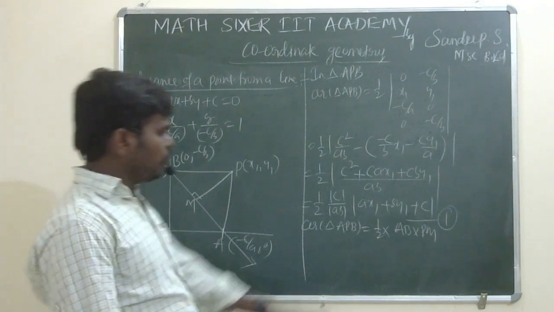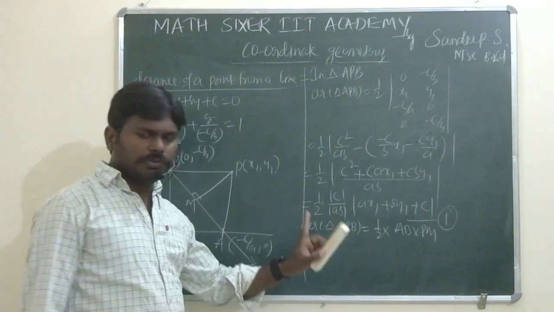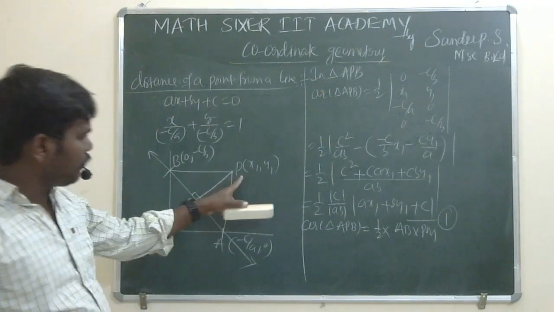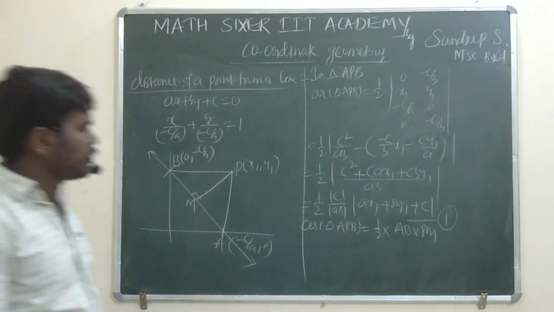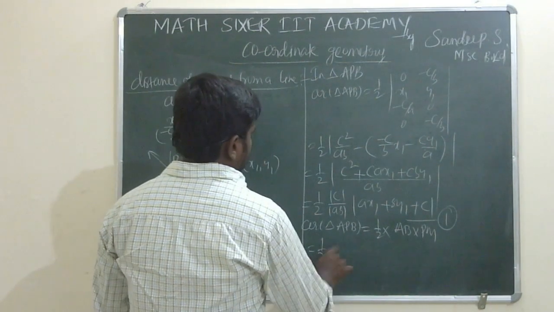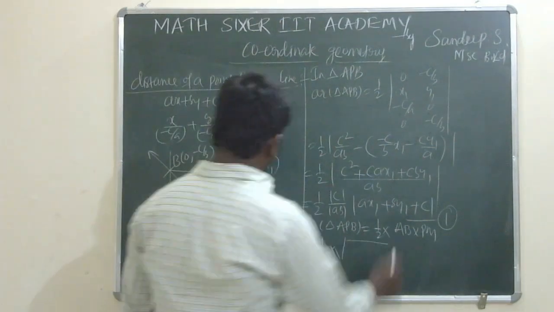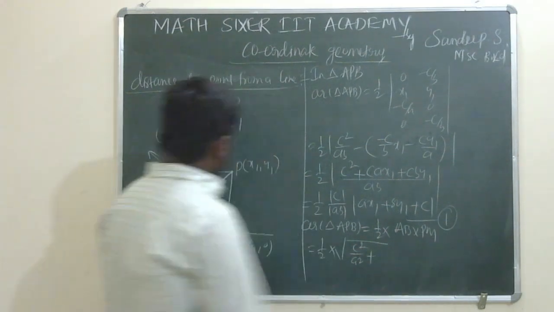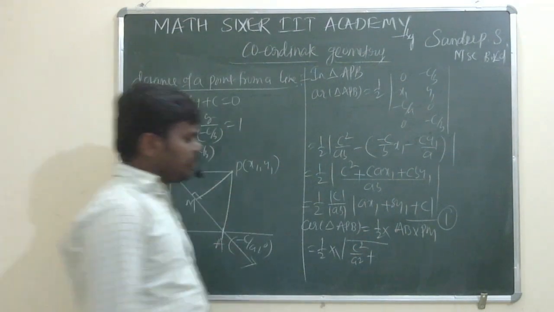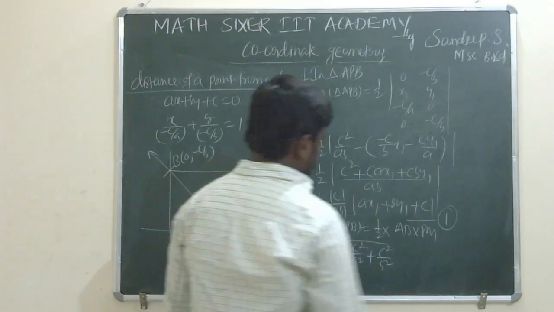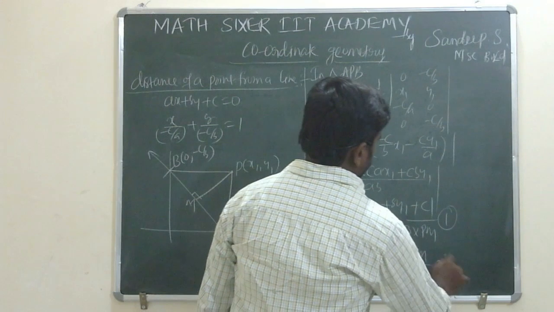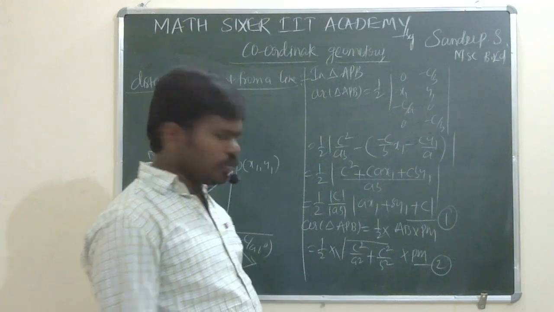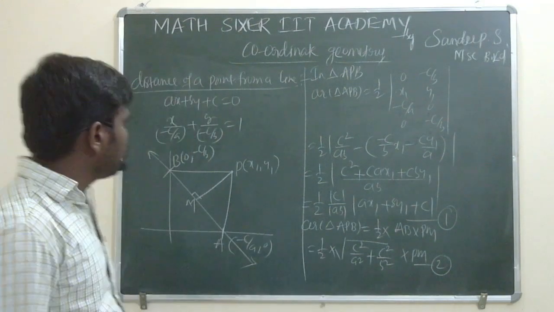Okay. So now find out AB and write down and just equate these two equations and you will get the PM, meaning the distance of the point from the straight line. So here it equals 1 by 2 into AB, meaning the square root of (x2 minus x1) whole square, that means c square by a square, plus 0 and also c minus c by b is there, so c square by b square, into PM. You can take it as equation 2. Now we have to equate first 1 and also 2, then you will get the PM after simplification.